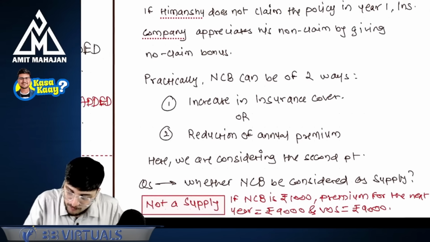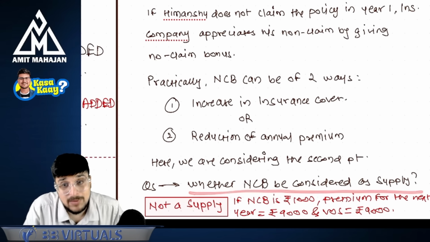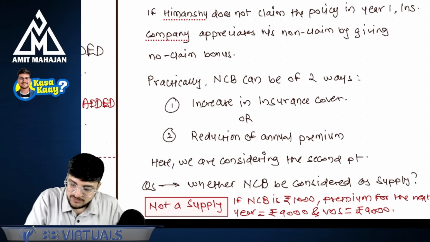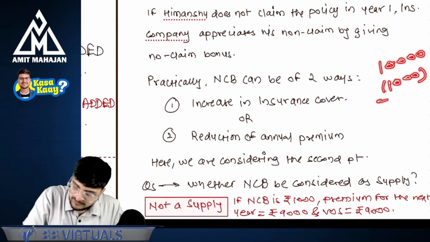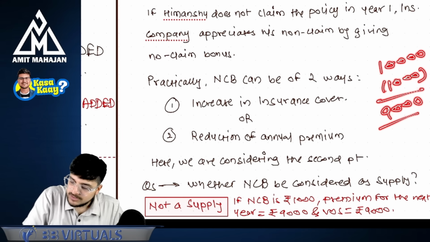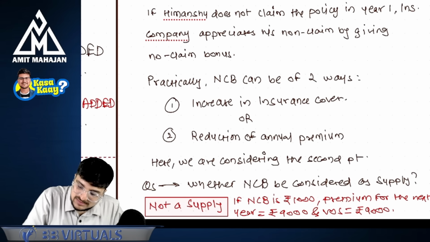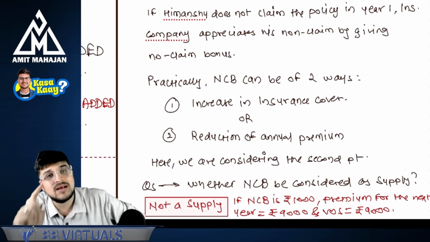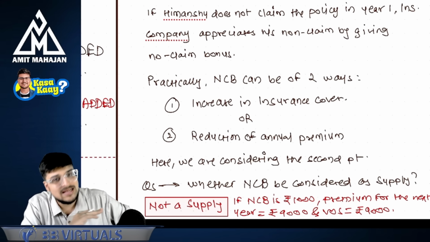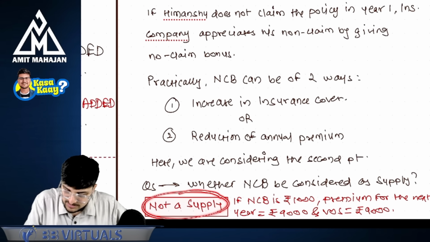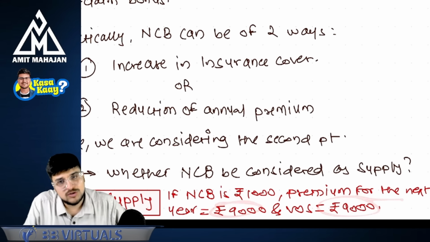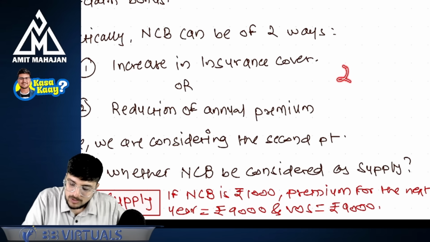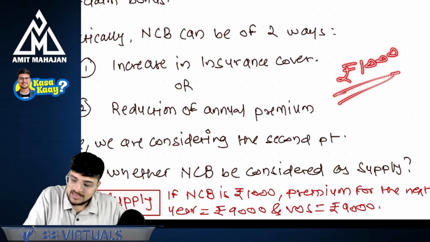The question is whether the no claim bonus can be considered as supply. That 1,000 rupees of no claim bonus. Earlier you were paying 10,000, but you are getting a no claim bonus of 1,000, so now you are paying only 9,000. The question comes, will this 1,000 rupees of no claim bonus be considered as supply? The answer is no. It will not be considered as supply. If the no claim bonus is 1,000, the premium for the next year is 9,000, so the value of supply will also be considered as 9,000. And this 1,000 rupees will not be considered as supply.